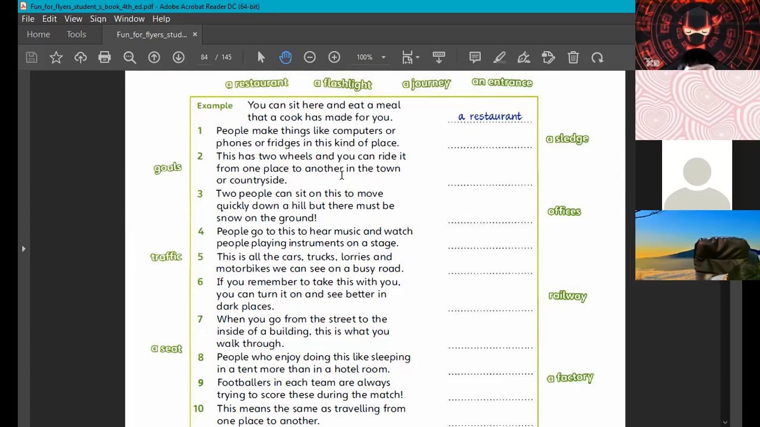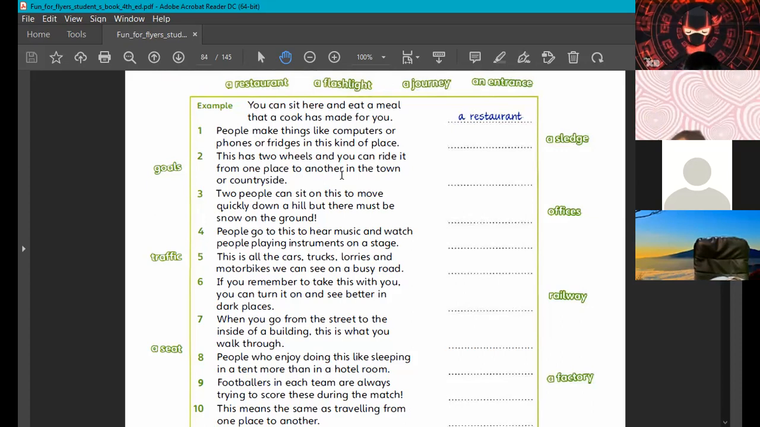Number 3, 2 people can sit on this to move quickly down a hill, but there must be snow on the ground. Number 4, people go to this to hear music and watch people playing instruments on a stage. 5, this is all the cars, trucks, lorries, and motorbikes we can see on a busy road. Number 6, if you remember to take this with you, you can turn it on and see better in dark places.